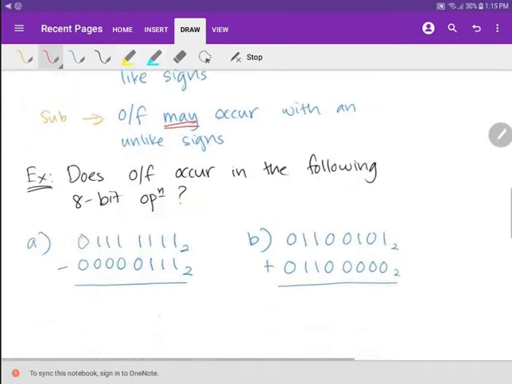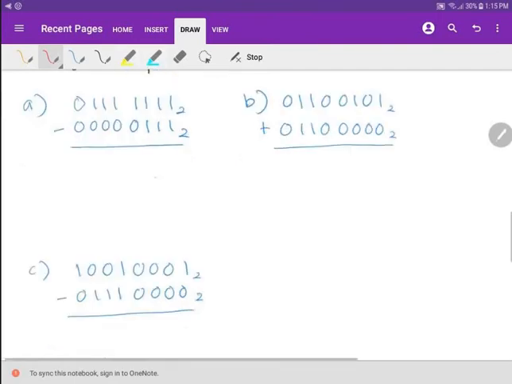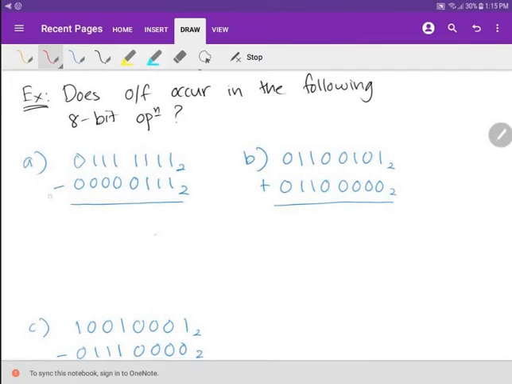So let us see some examples here. Does overflow occur in the following 8-bit operation? Now these are some abbreviations which I have written. If you don't understand the abbreviation, just let me know. So we have 3 examples here. The first one is a subtraction operation. Now based on the hint, if you are subtracting like signs, and here it is like sign, right? How do you know it's a like sign? This is positive, this is positive, so it's the same sign. So if you are subtracting same sign, is there a possibility of getting overflow? It is impossible to get overflow.